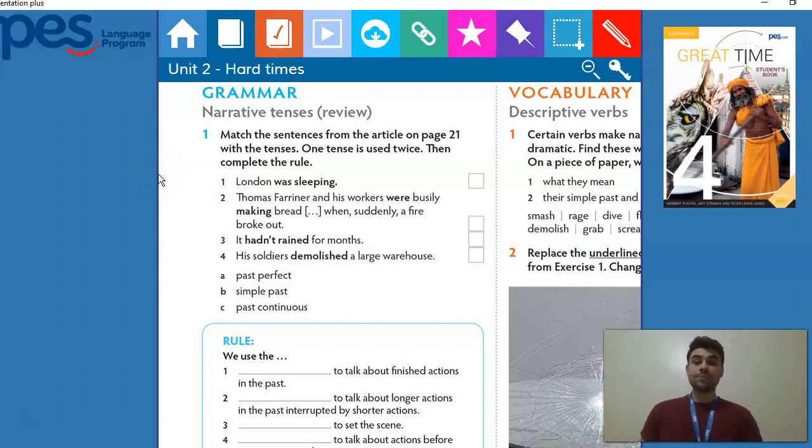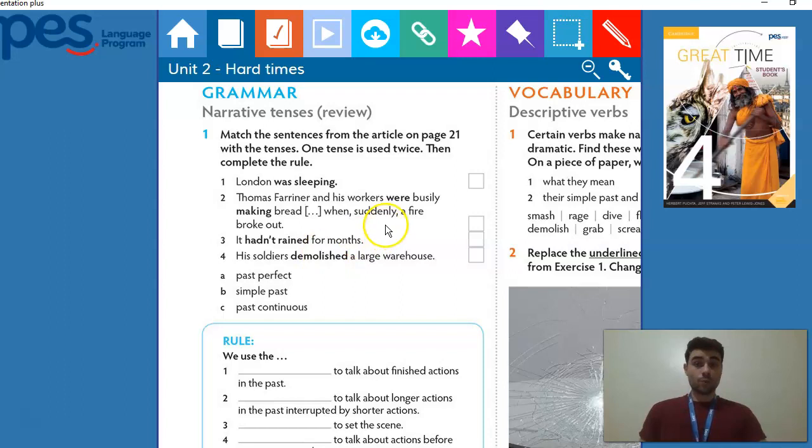London was sleeping. 2. Thomas Fariner and his workers were busily making bread when suddenly a fire broke out. 3. It hadn't rained for months. And 4. His soldiers demolished a large warehouse. So these are the sentences from the text. And we need to match these sentences here with the tenses. And we have A, past perfect, B, simple past, and C, past continuous. What I want you to do now, guys, I want you to pause the video and match the tenses with the sentences over here. All right?